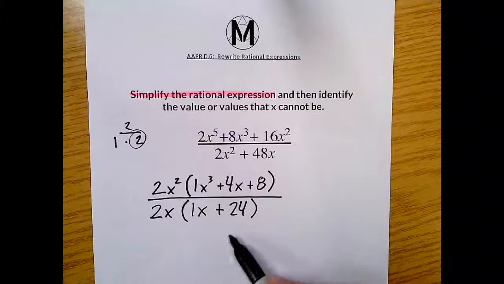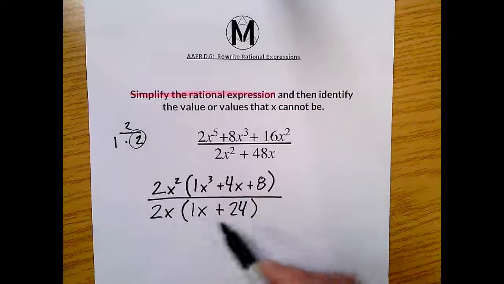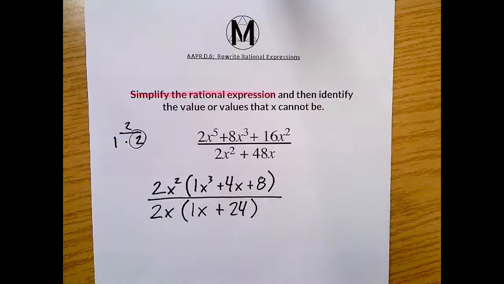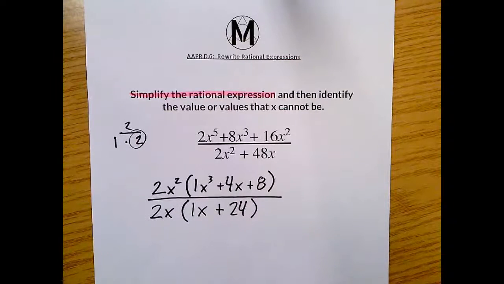Same thing, try with the denominator. 2x times 1x is 2x squared, and 2x times 24 is 48x. So my work checks out, and we're in business. The next stage is to look at what's outside your parentheses, look at what you factored out, and see what can divide away.